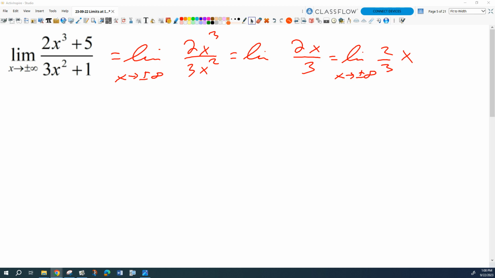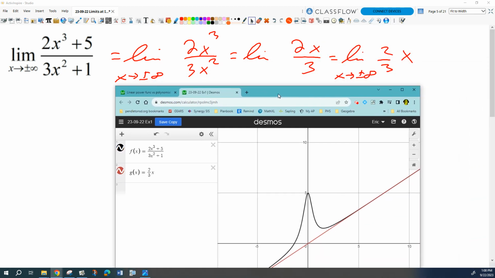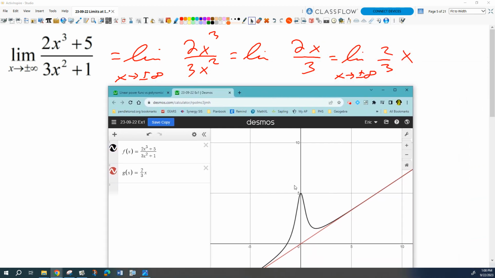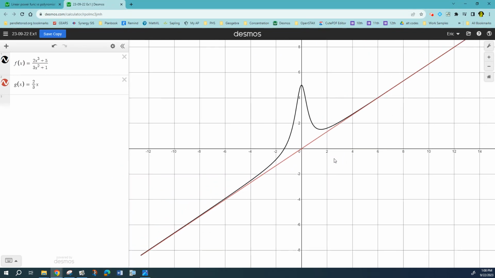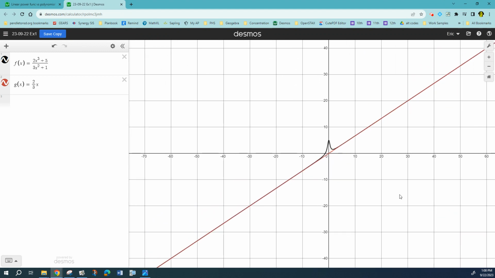There we go. Now they match up. Okay, so look, the red function and the black function don't look very similar for small values of x, but if I zoom way the heck out, yeah, look at that. On the tails, the black function and the red function look identical, don't they? Okay. And we can see no horizontal asymptote there.